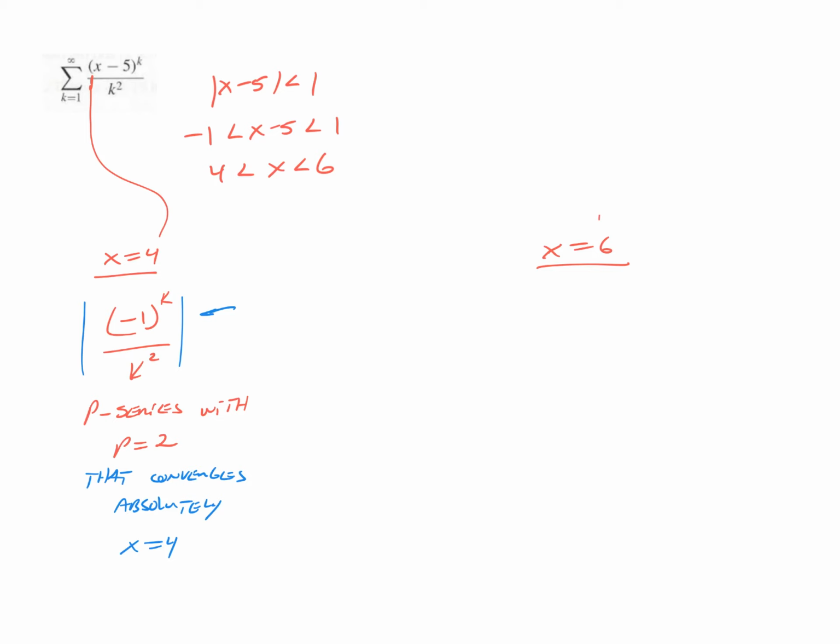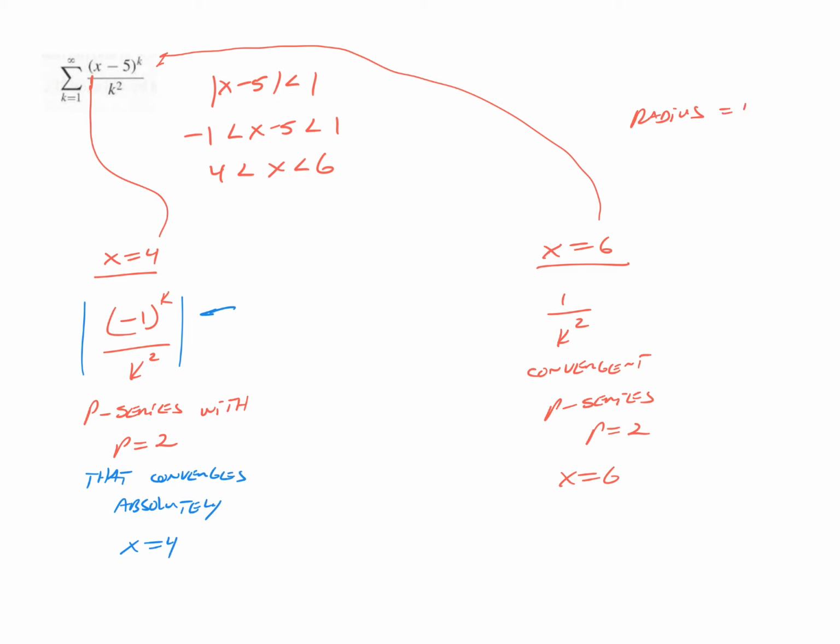So I am going to include x equals 4 in my radius. Now looking at 6 up here, plug that in there, we get, that's just 1 to the k, so that's 1 over k squared, which is a normal convergent p series. Again, p equals 2. So I'm going to include x equals 6 in my interval. So my radius is 1, and my interval is 4 to 6 inclusive.